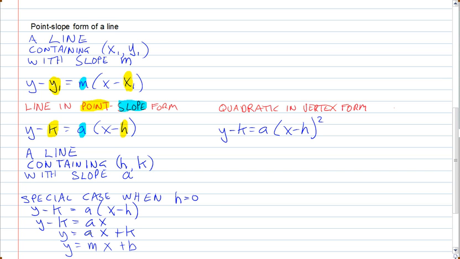A and m are the same thing, k and b are the same thing. A is the slope, k is the y-coordinate of the point when h is equal to 0. But if there's a point where the x-coordinate is equal to 0, that is a y-intercept. So y equals mx plus b, or y equals ax plus k. A is the slope and k is the y-intercept.